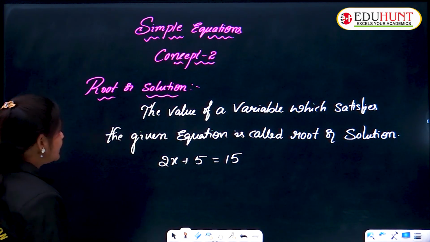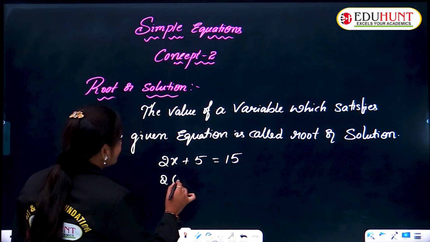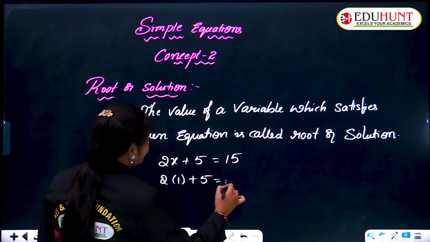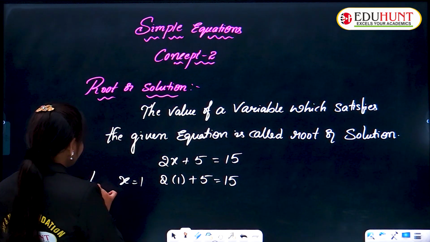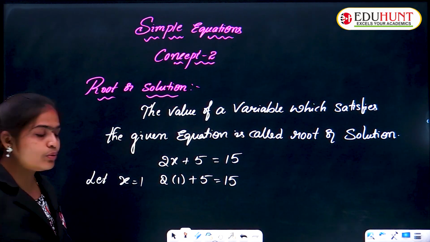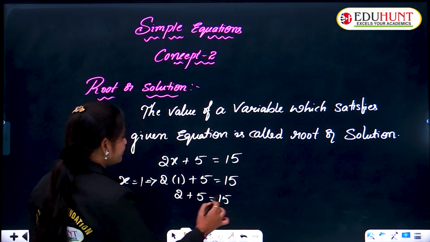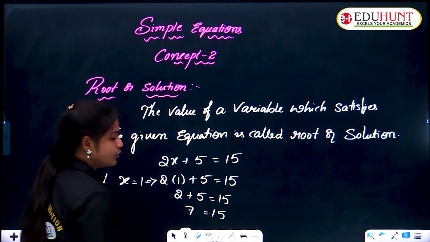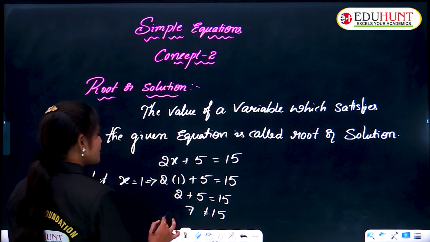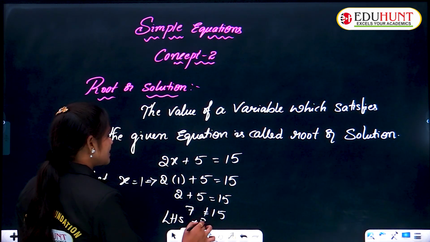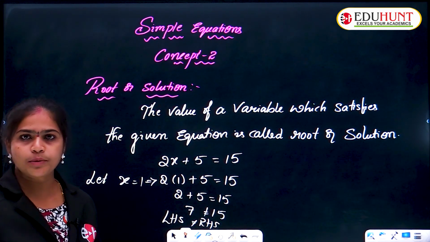Now see 2x plus 5 is equal to 15. Let x is equal to 1. Then 2 into 1 is 2, plus 5 is 7. Is 7 equal to 15? Not equal. That's why LHS is not equal to RHS, so x is equal to 1 is not possible.